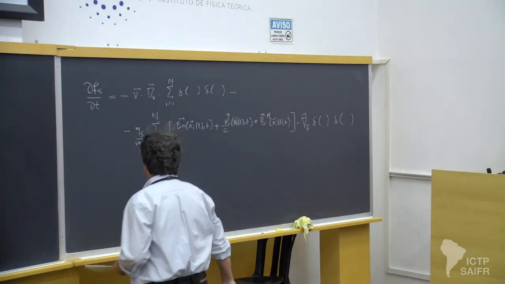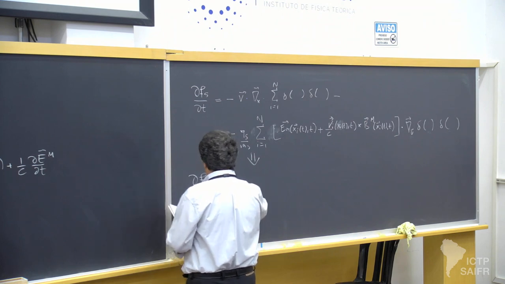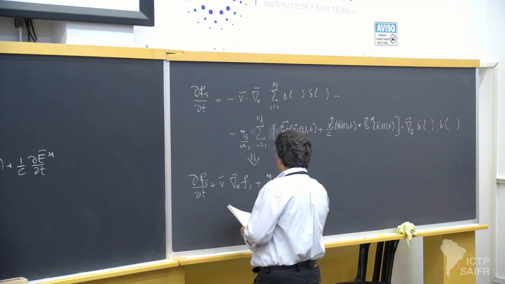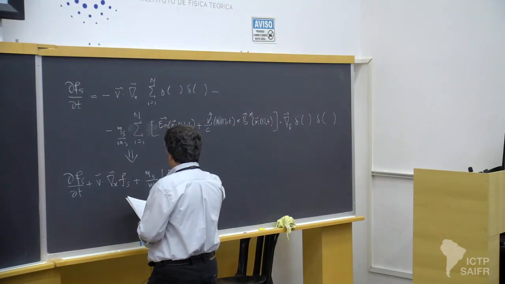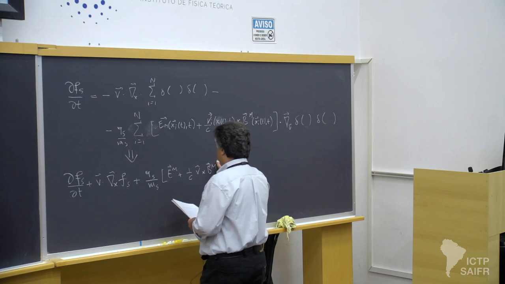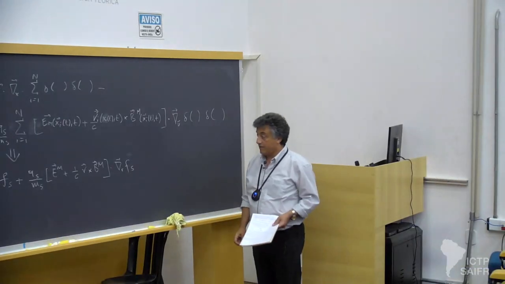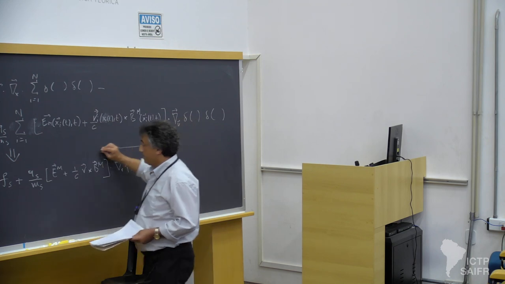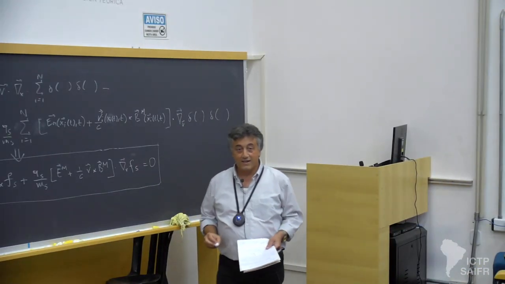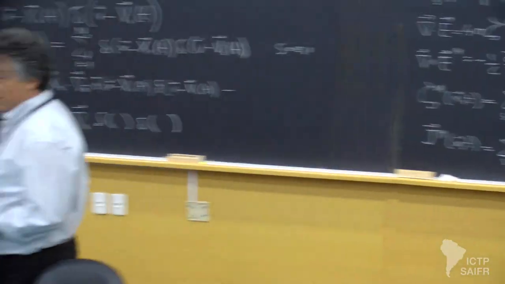So in the end, if I go smoothly from here, this transforms into dFs/dt plus v dot nabla_x of Fs plus qs over ms (E_m plus 1 over c v vector B_m) dot nabla_v Fs, equal 0. Now, in principle, I could stop here. For historical reasons, this is not only historical, but I'll tell you in a second. This is called the Klimontovich-Dupree equation.